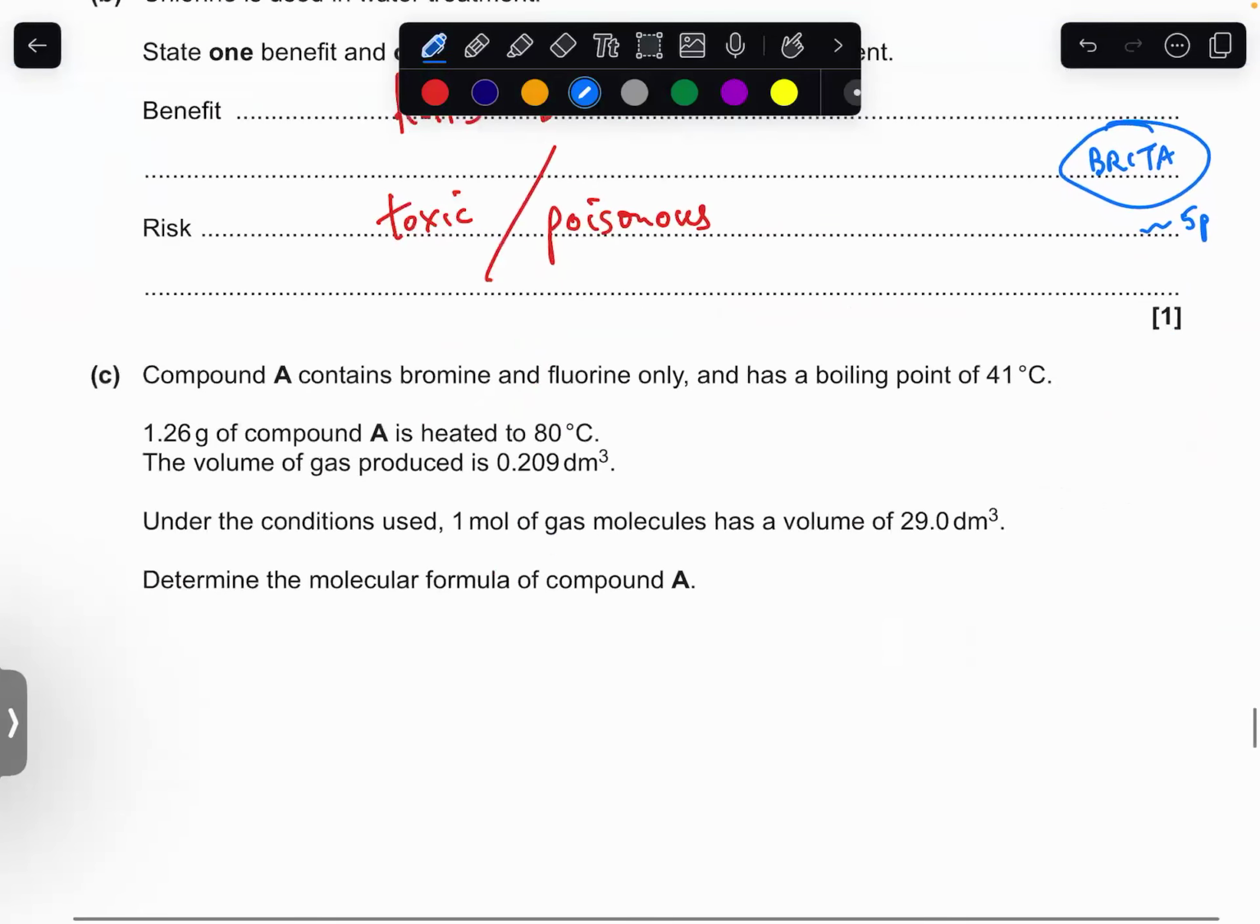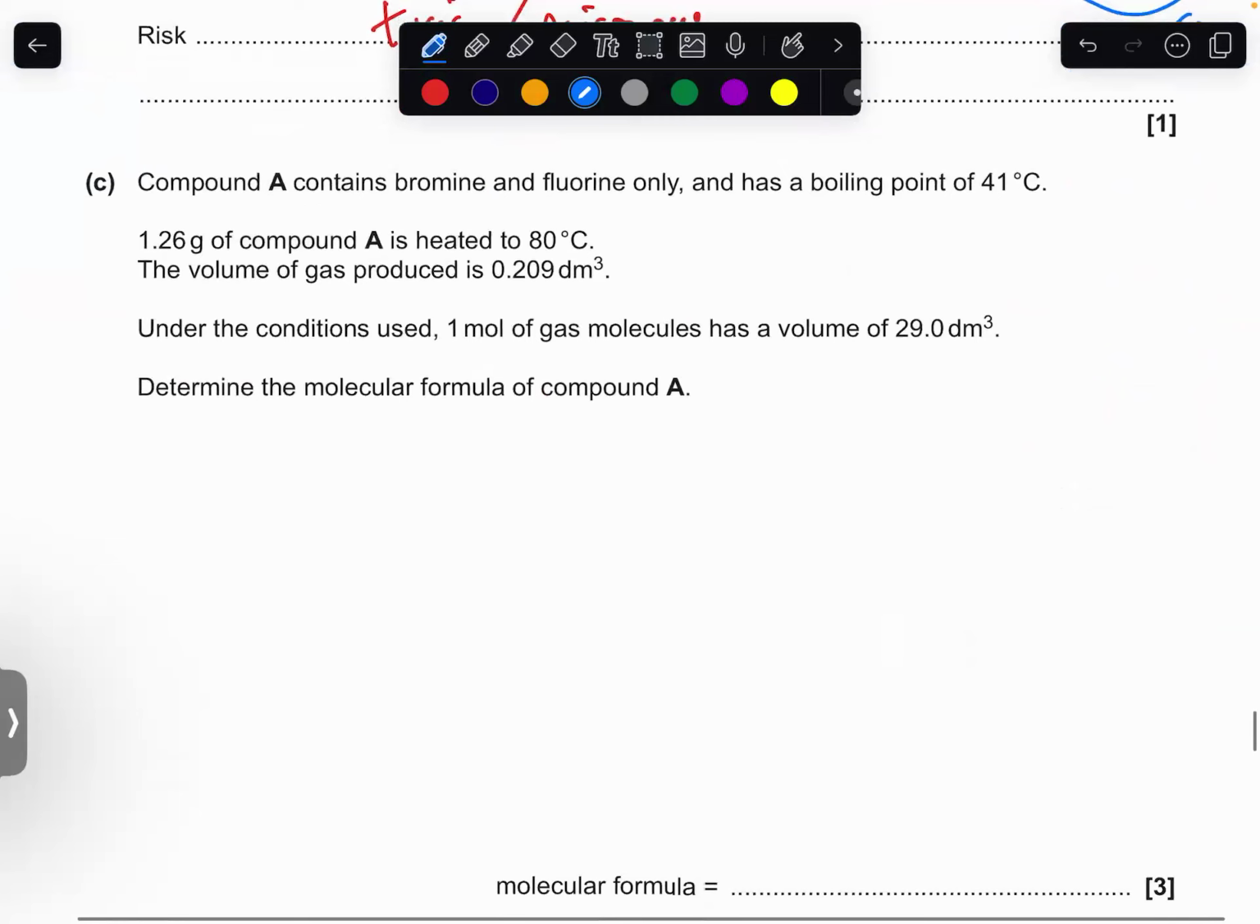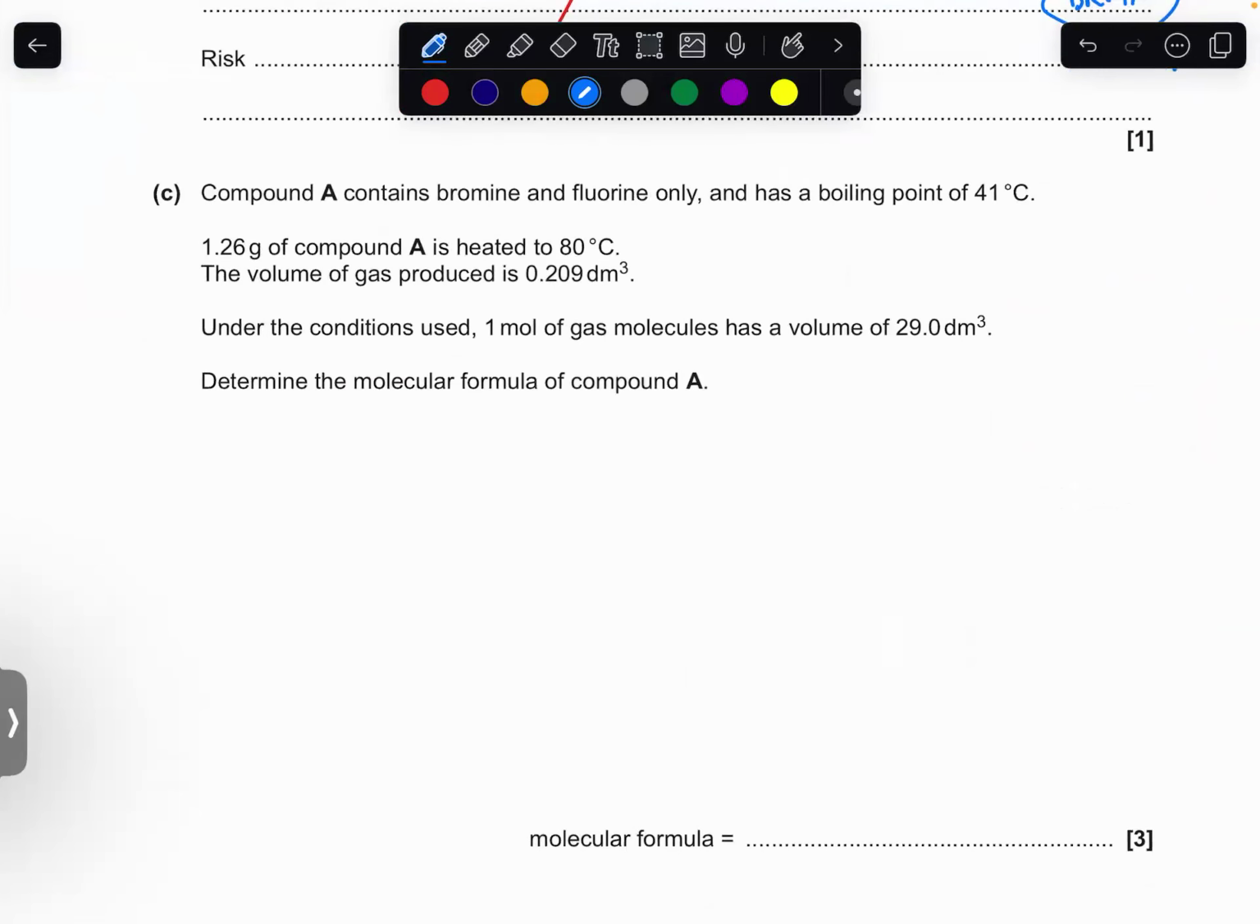Moving on. Compound A contains bromine and fluorine only and has a boiling point of 41 degrees. 1.26 grams of compound A is heated to 80 degrees Celsius. The volume of gas produced is this much. Under the conditions used, 1 mole of gas has a volume of this. Determine the molecular formula of compound A.